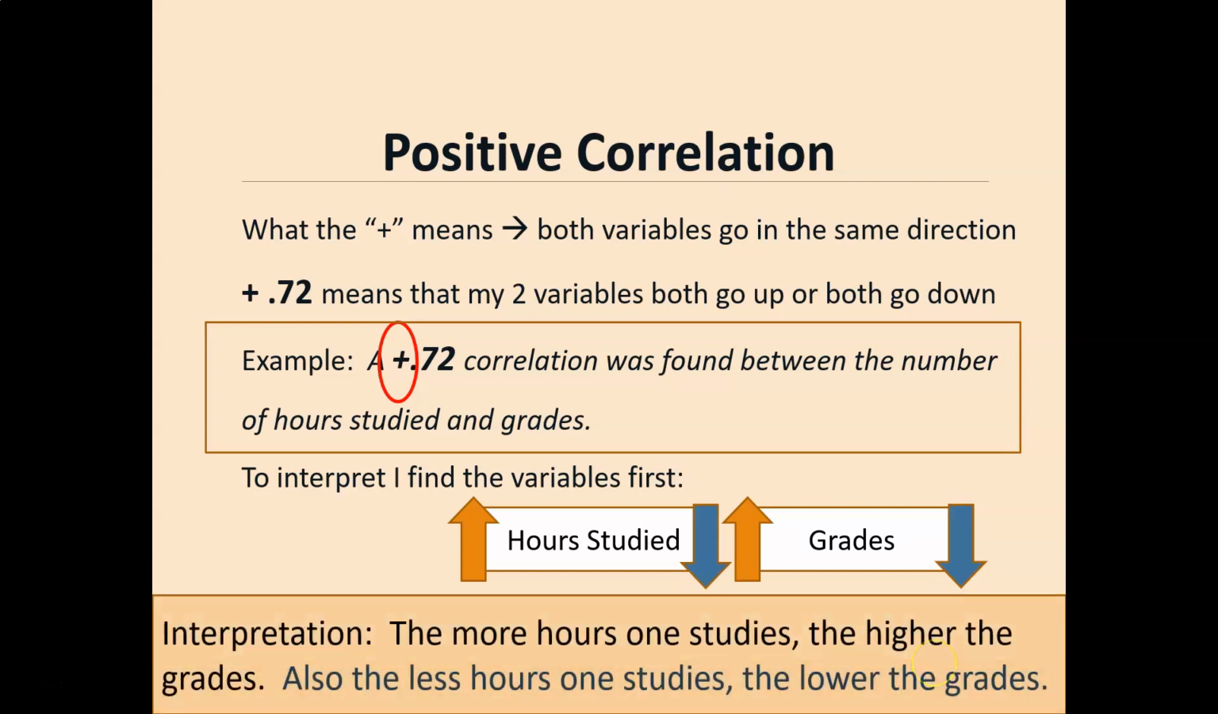So what this means is if I see a positive 0.72 between the number of hours studied and grades, I interpret this as meaning one of two things. The more hours one studies, the higher the grade. Okay, that's two arrows going up. More study, higher grades. But also, the less I study, the lower the grades. They're the same thing because by definition, both variables go in the same direction because of this positive sign right here. All right, we haven't even touched the 72 yet. We're still looking at just what the sign means.